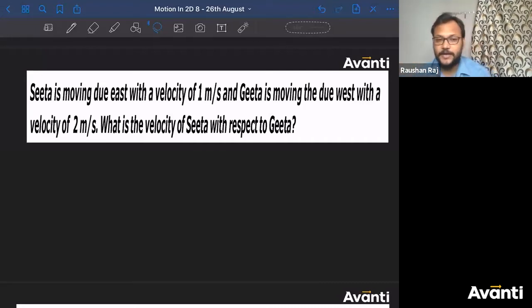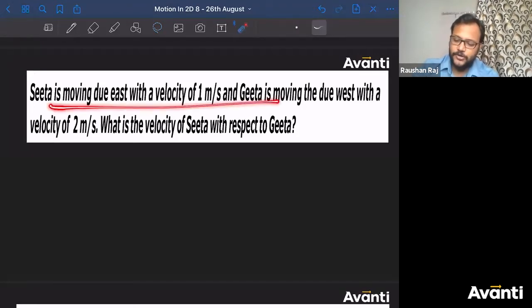Guys, I don't need the magnitude only. You have to tell me the direction as well. Don't give the magnitude only, give me the direction as well. It will be towards east, towards west. किधर होगा? Come on guys, give the correct answer. Three towards east. So majority of you are saying 3 meter per second towards east. देखते हैं.